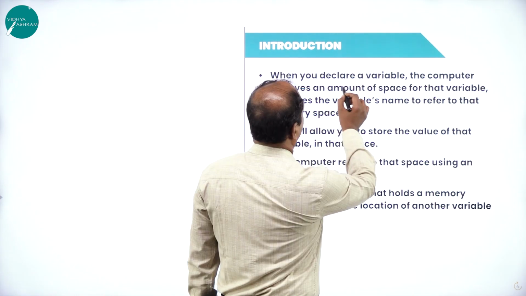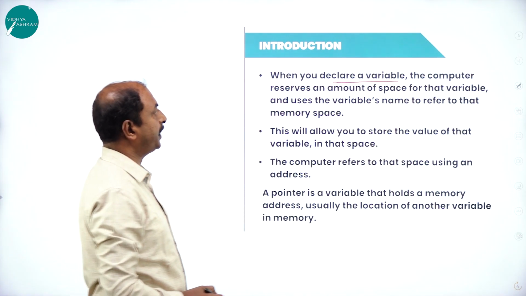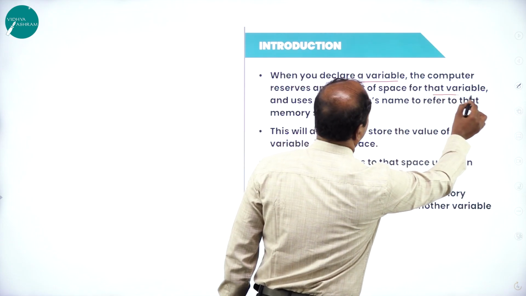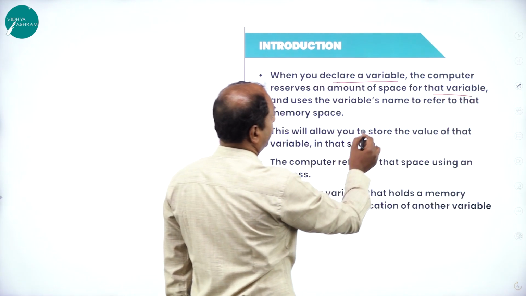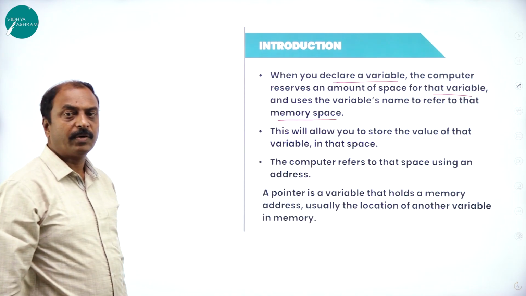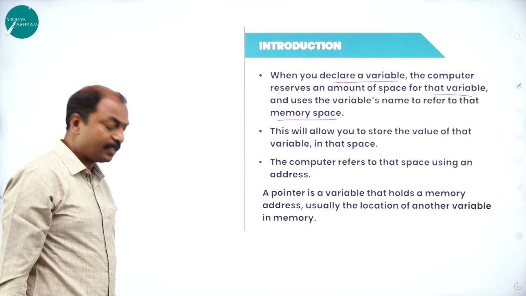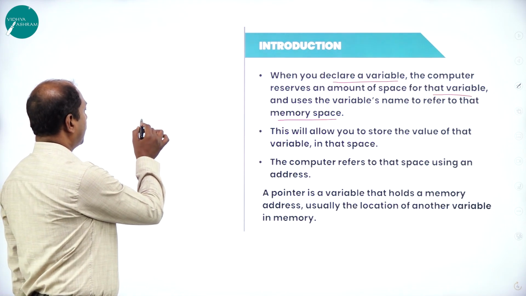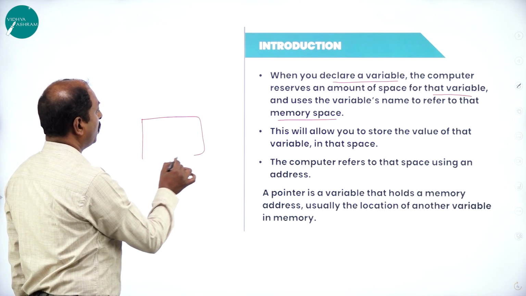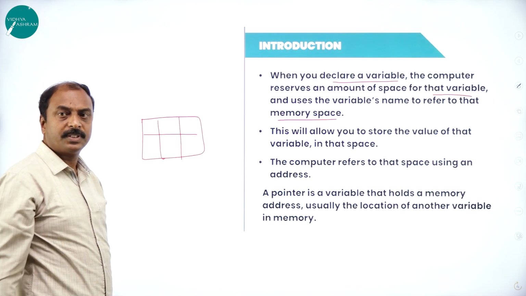When you declare a variable in a computer program, the computer reserves an amount of space for that particular variable and uses the variable name to refer to the memory space. This is what we have learned in the beginning introduction classes. Here, normally we assume that computer memory is a group of cells.